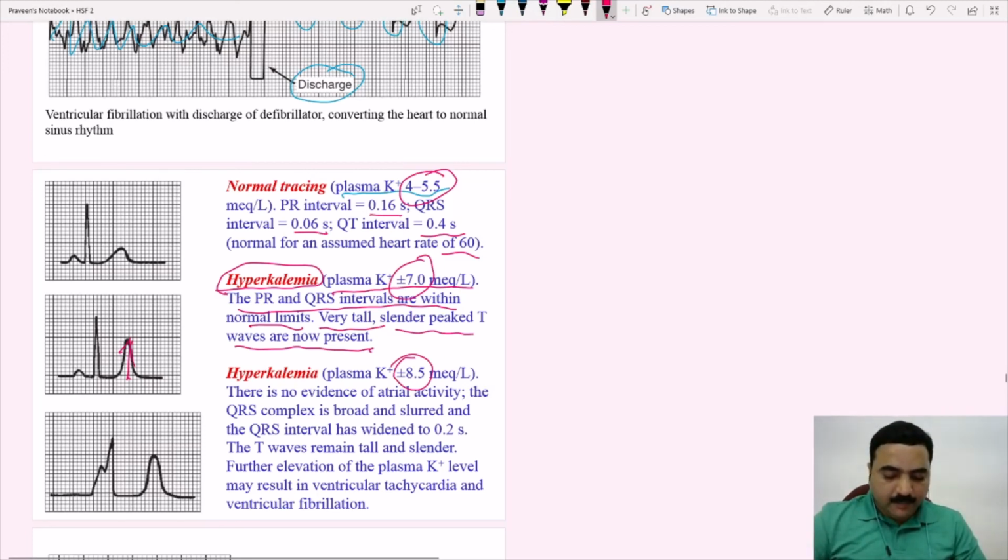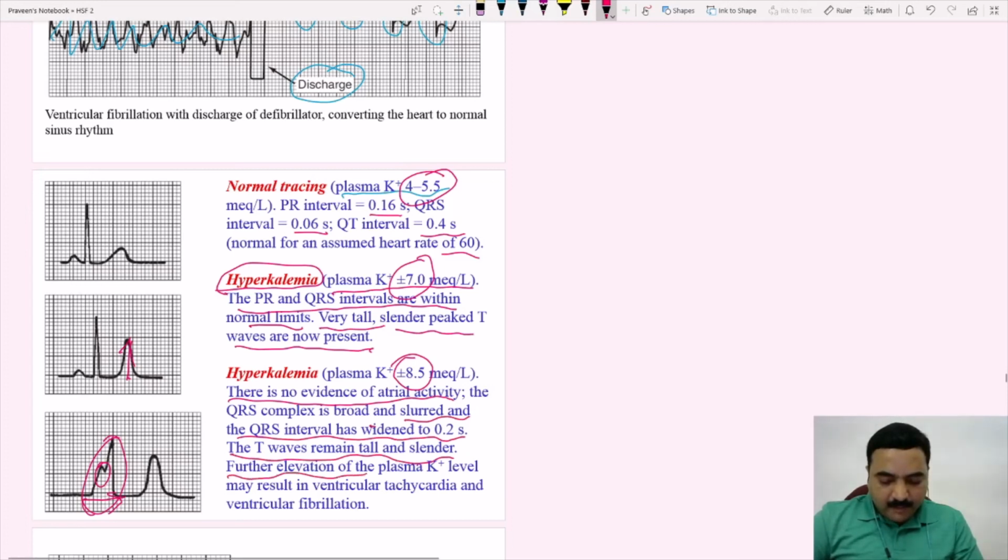Now what happens? There is no evidence of atrial activity. Why? It's not that the atria are not working, but atrial activity has been taken up by the QRS complex itself. You can see a wide QRS complex over here, and you might see a bizarre QRS complex. The QRS complex has become much wider, broad and slurred, and the QRS interval has widened to about 0.2 seconds. The T wave remains tall and slender.